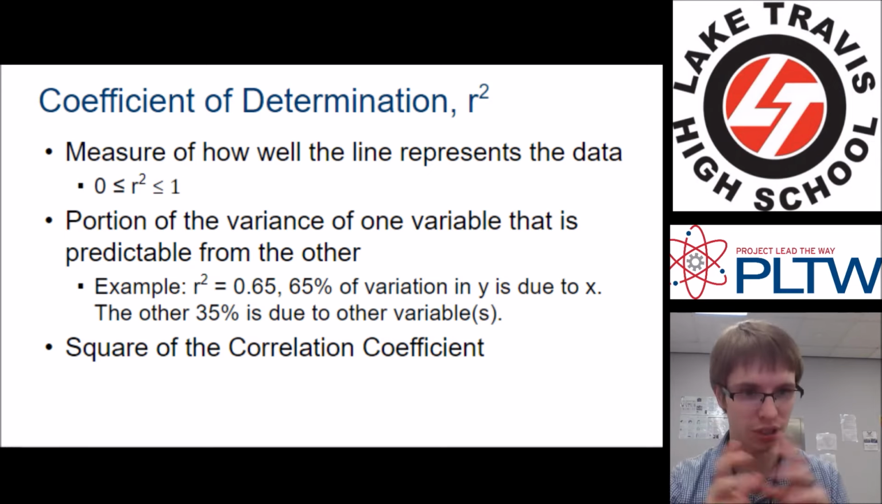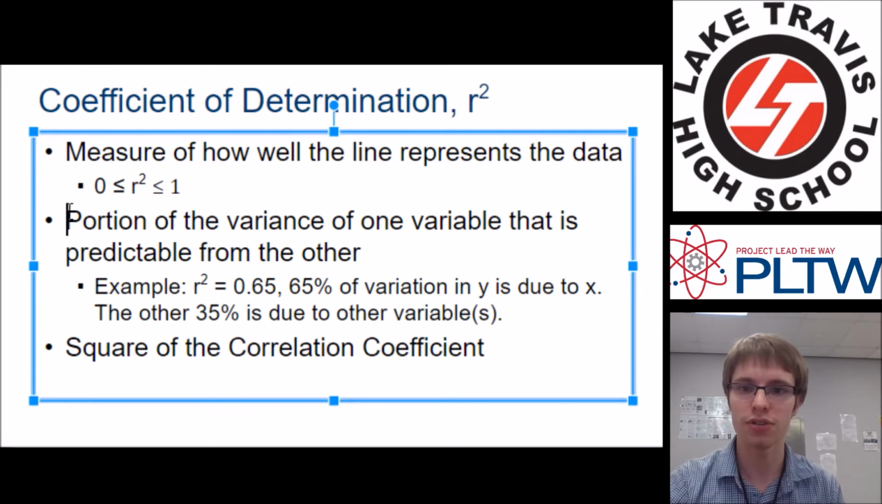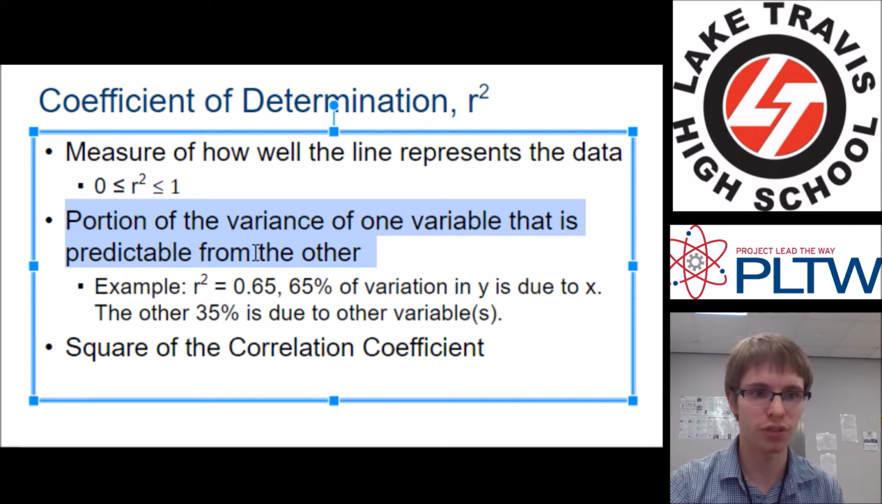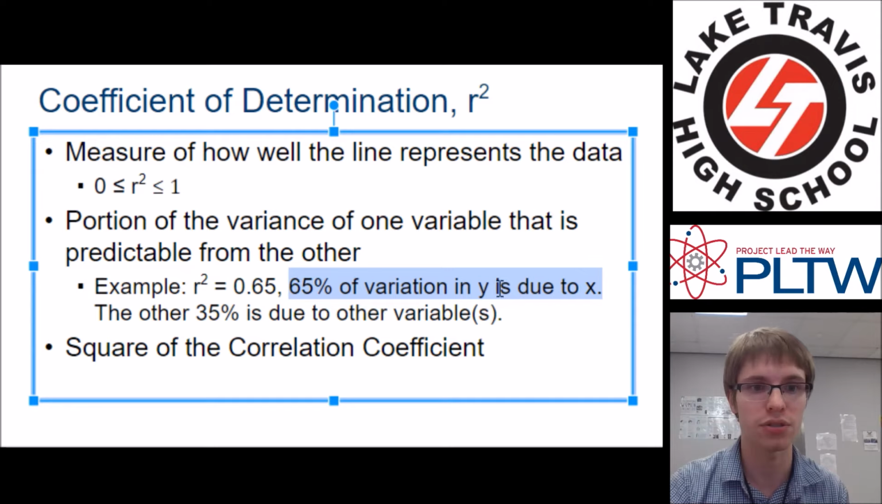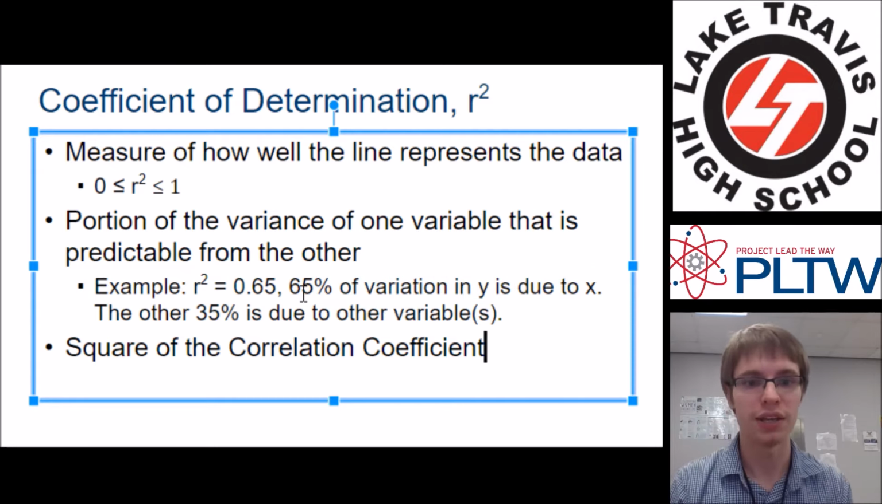Okay, so this tells you some slightly different information. Of course, if you square a number, it's not going to be negative. So your values are always going to be from 0 to 1. And it has this interesting interpretation. It tells you what portion of the variance of one variable is predictable from the other. So for instance, if you get a value of 0.65, then you can say 65% of the variation in y is due to changes in x. 65%. The other 35% is from whatever.